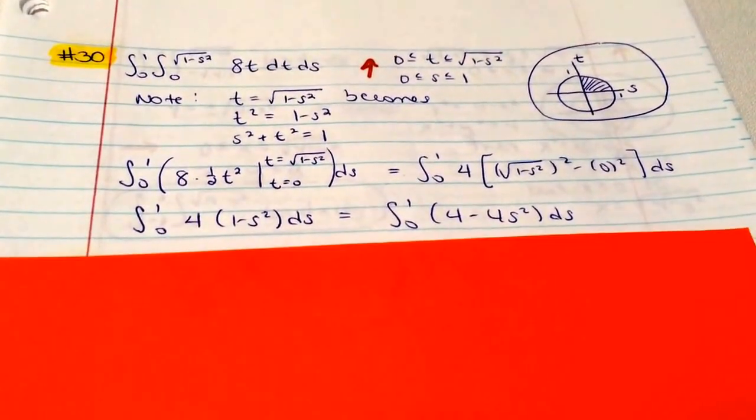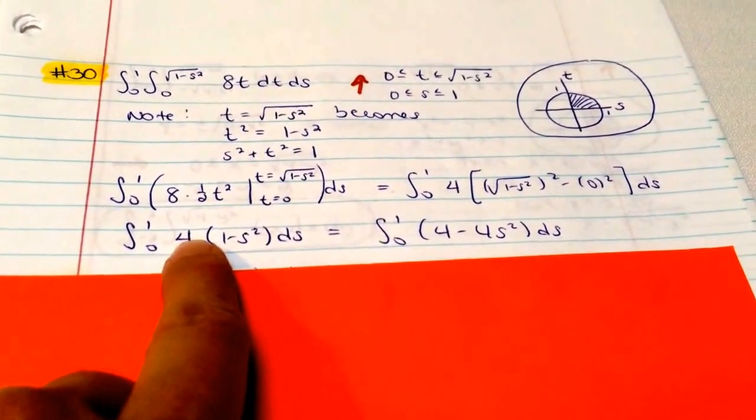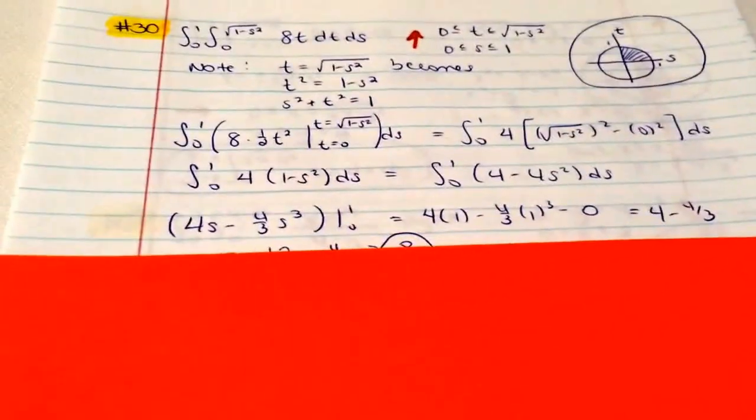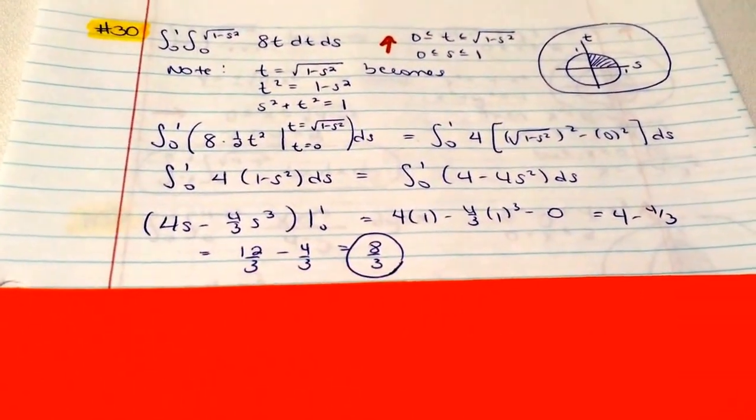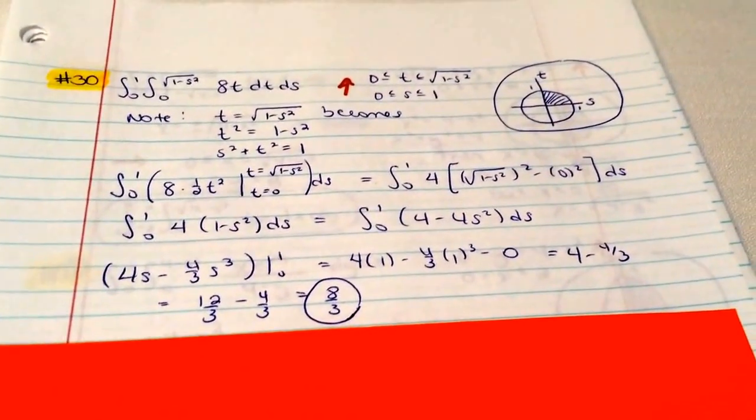So integrating, you don't have to distribute that 4 there. You can factor that 4 out. But I just distributed it, I didn't factor it out. I don't know why. And so that ends up being 8/3.